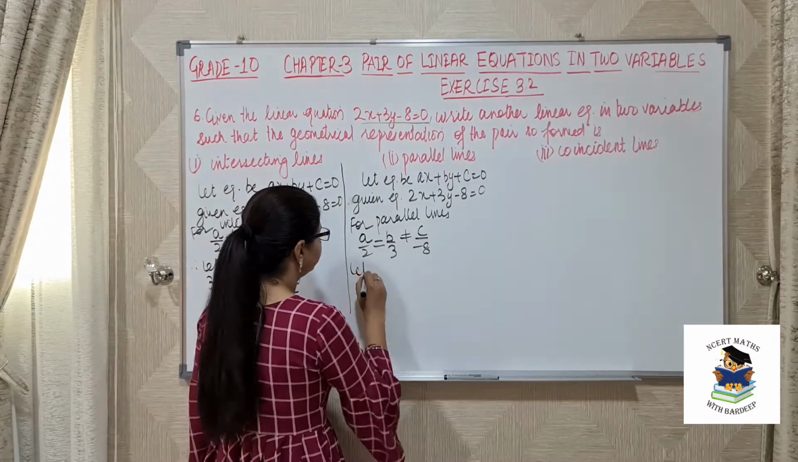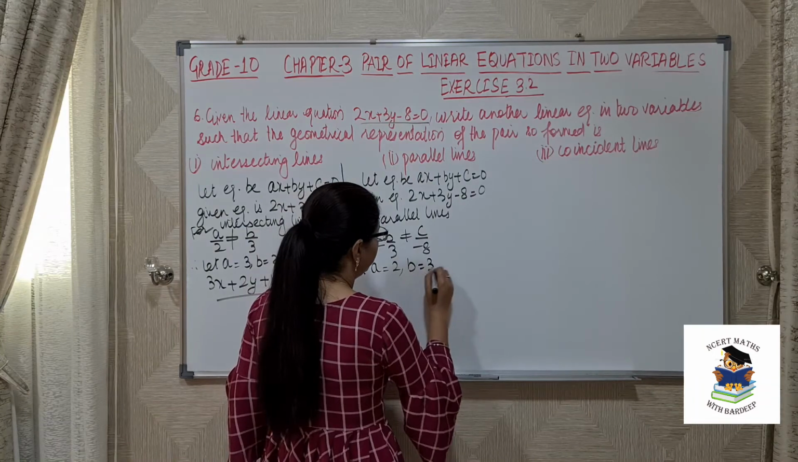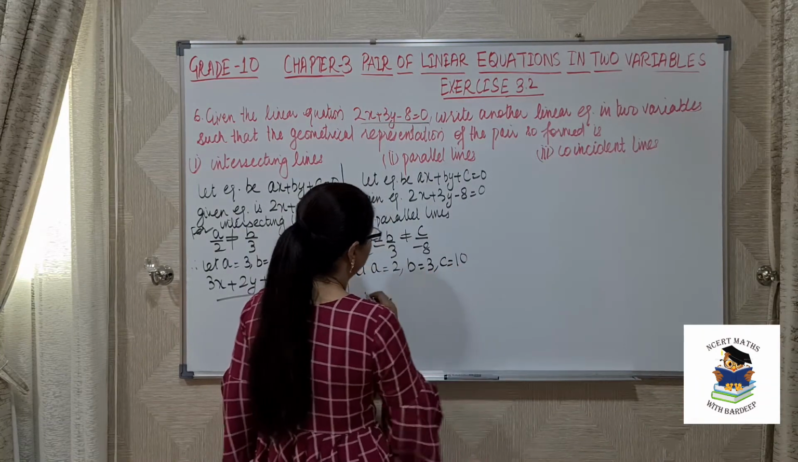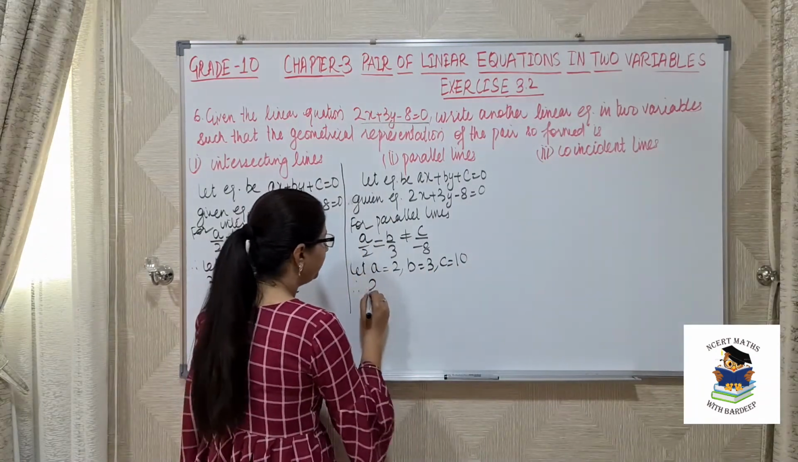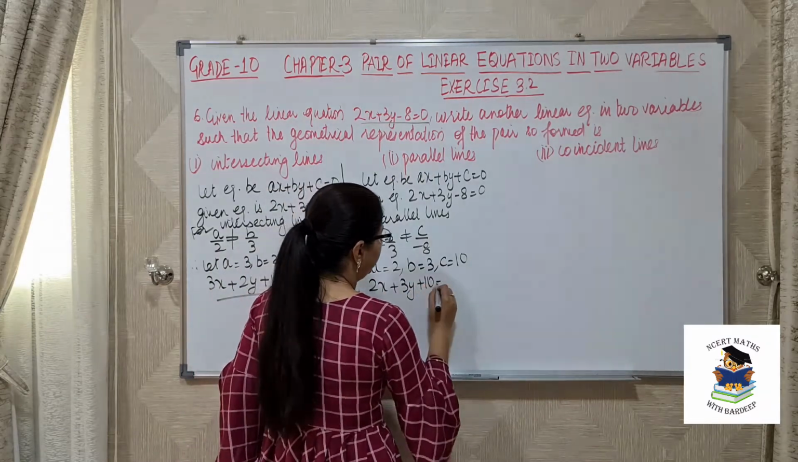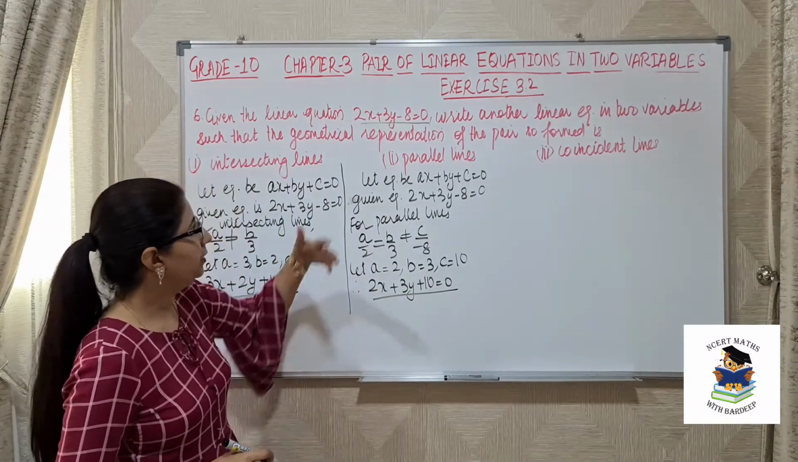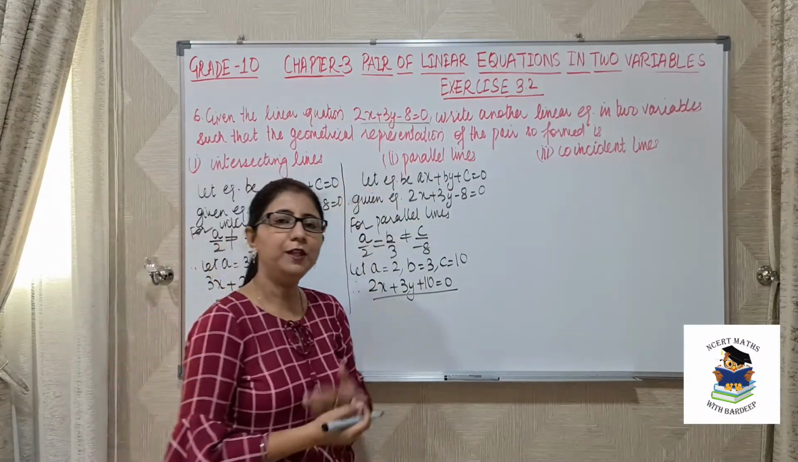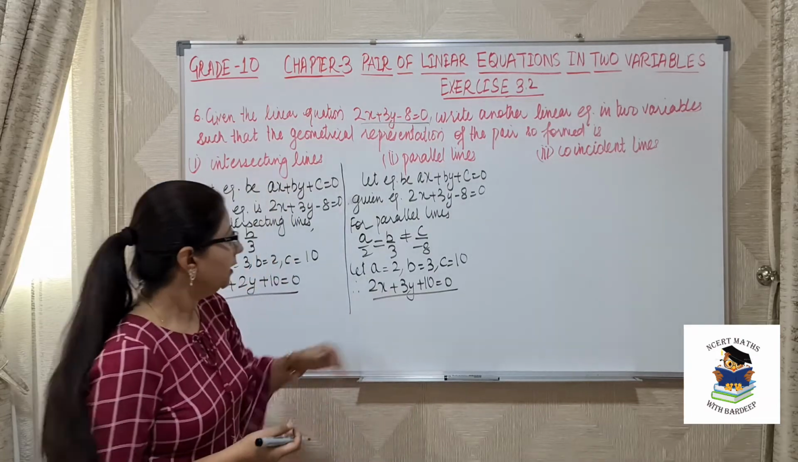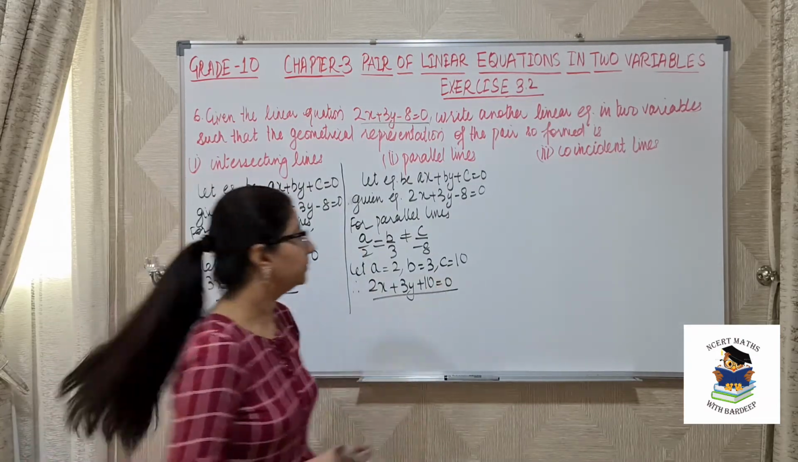So let a be 2, b be 3, and c be 10. So therefore, what is the equation? It should be 2x plus 3y plus 10 equals 0, the equation which will give me parallel lines when we plot their graph. Okay. More than one solution is possible for this question.